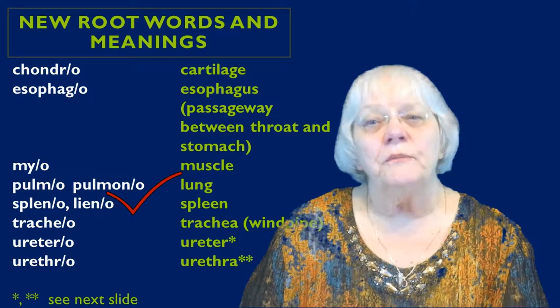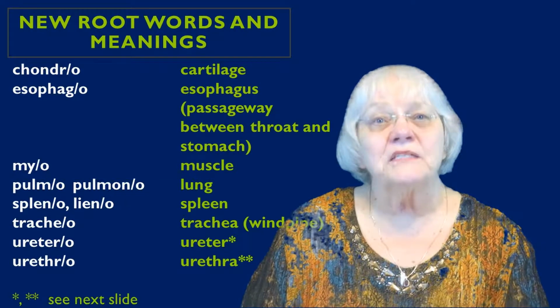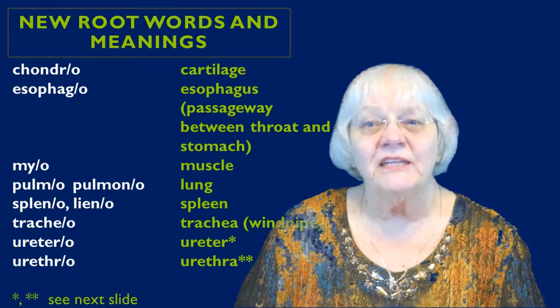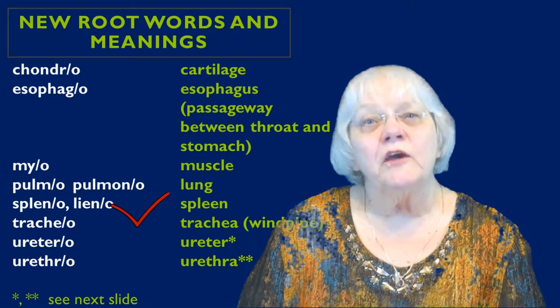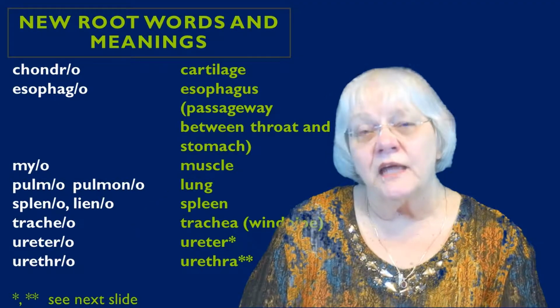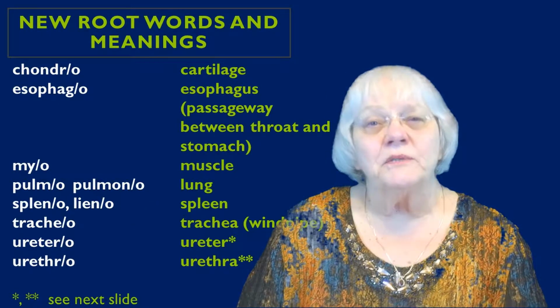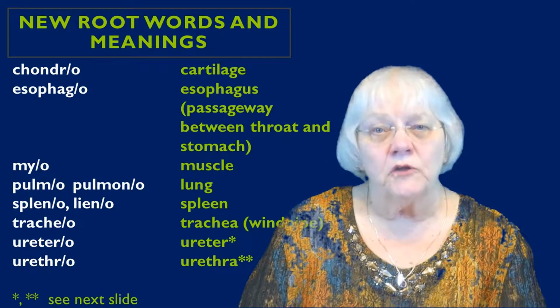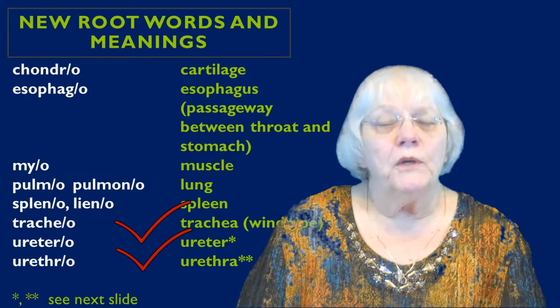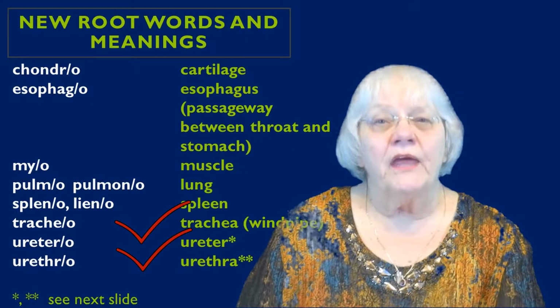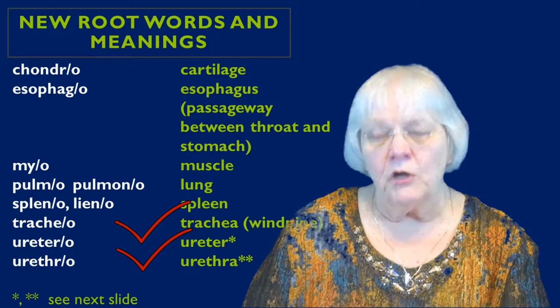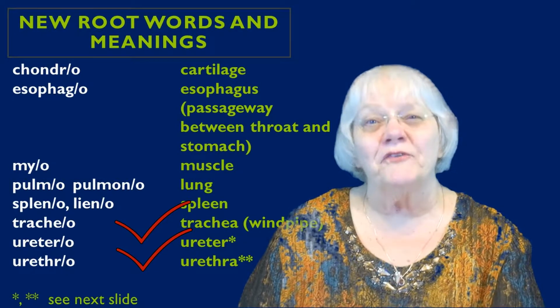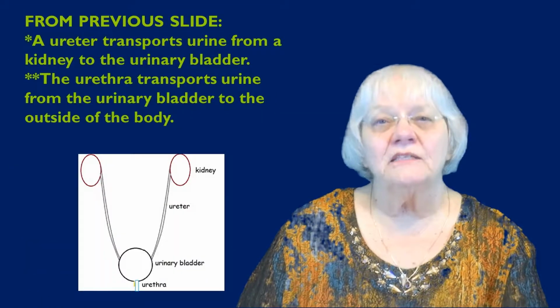Spleno and leno mean the spleen. Again, spleno, spleen, easy, huh? The next one, tracheo. If you know the trachea is the air tube, then tracheo is a really easy one to learn. Uretero and urethro round out the 8. So we're going to look at uretero and urethro and find out what the difference is in those, because they look kind of similar, don't they?